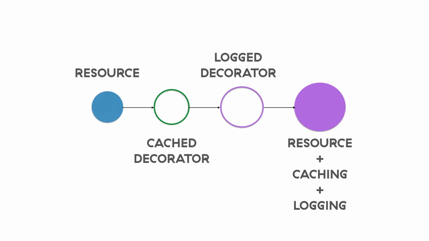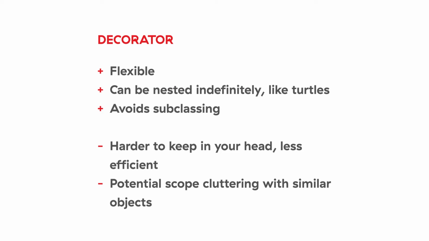And okay, now let's wrap it in another decorator. Let's call it a logging decorator, like the one we saw in the last slide. And now we have a resource which can do everything a resource can do, but it can also do logging and it can also do caching. And this is great because it's very flexible and we can do it as much as we want. And we don't have to have a million subclasses for slight variations in behavior.